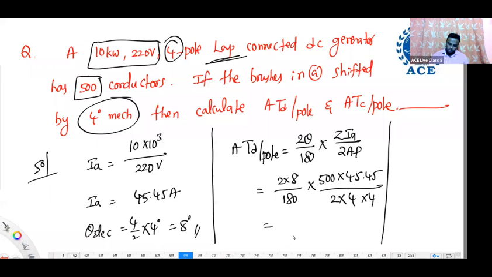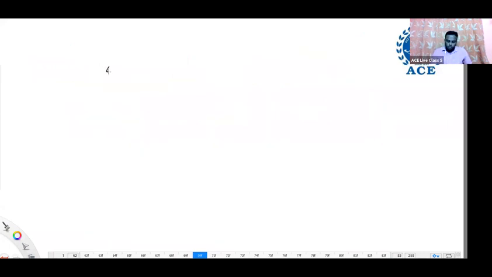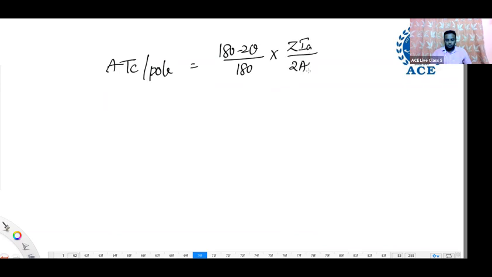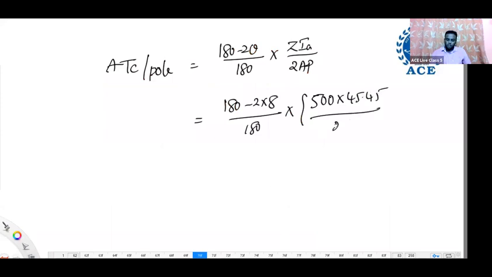Yes, 63.125, right? 63.125 ampere turns. Okay. Similarly, find ATC per pole using the equation: (180 minus 2 theta) by 180 into ZIA by 2AP. Calculate this: (180 minus 2 into 8) by 180 into 500 into 45.45 by 2AP.